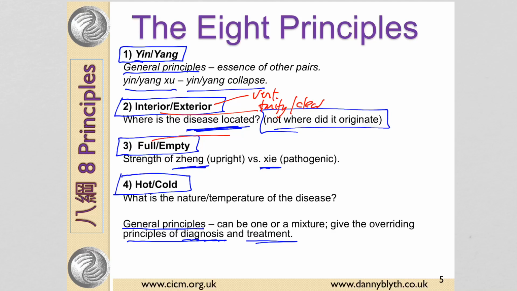If something is full, then we will clear it or drain it. If something is empty, we'll nourish or tonify it. If something's hot, then we'll cool it. If something's cold, then we'll warm it. If you get the 8 principles right, then your treatment won't be too far off. You won't do any harm. You might not be exactly right, but you won't be wrong with your treatment.